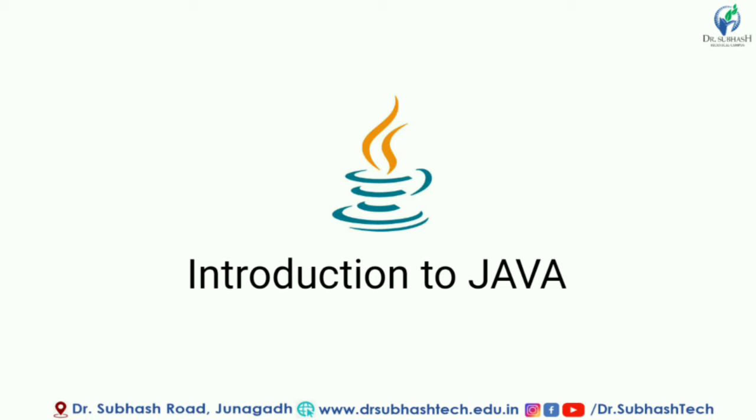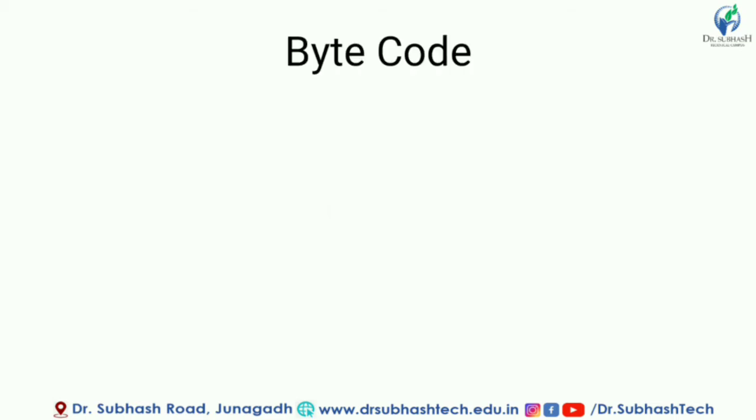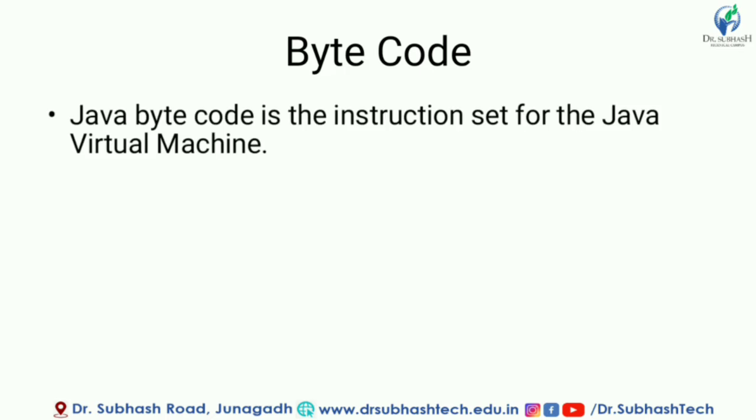In today's lecture we will see more theory topics which are very important in the Java language, right? We will see first Bytecode. We have heard this name in previous lectures also, right? Bytecode is a very important term in the Java language. Bytecode is one type of code which is generated whenever you compile the Java code. Java bytecode is the instruction set for the Java virtual machine, right?